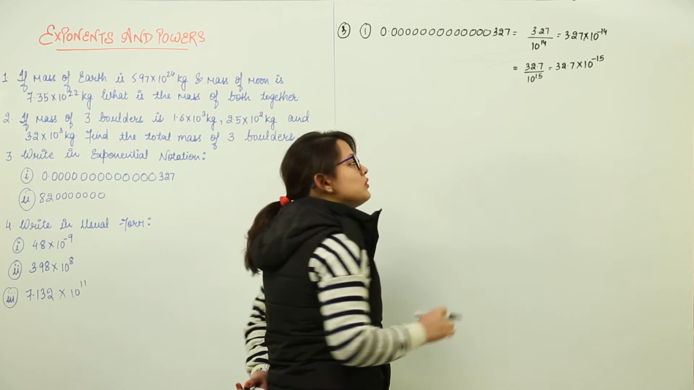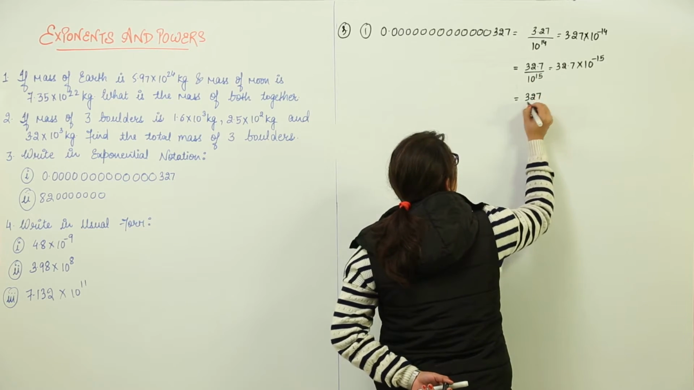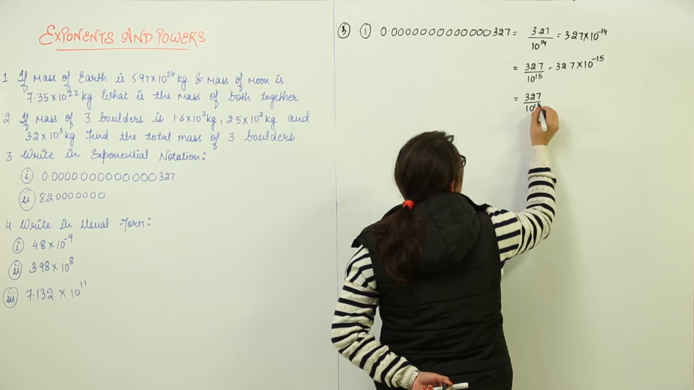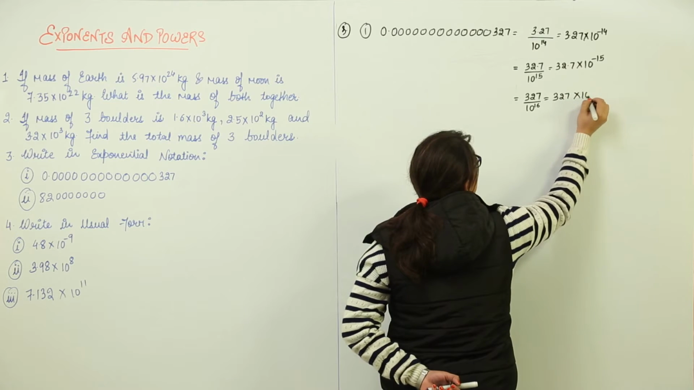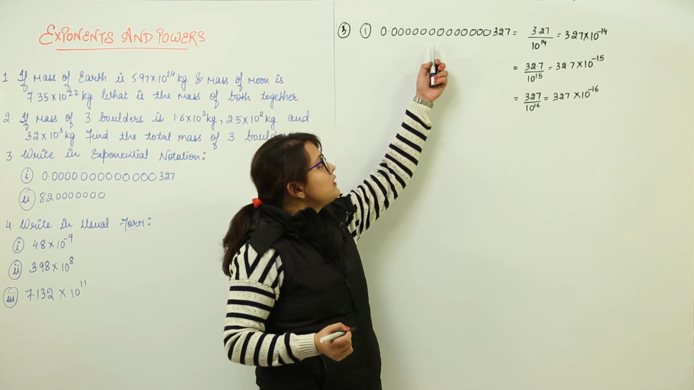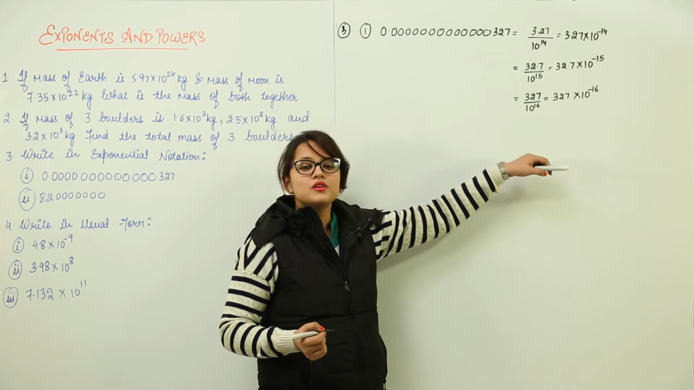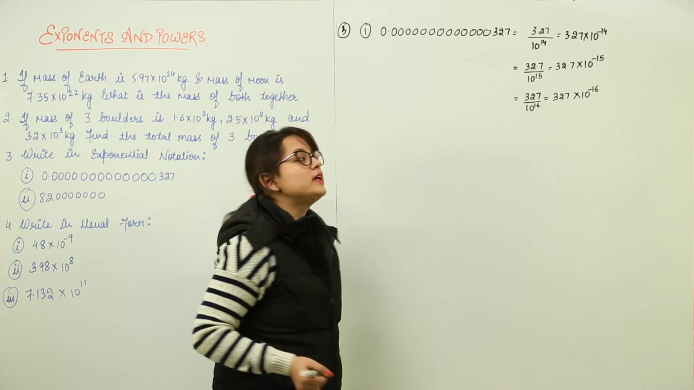If you want, you can jump all the places and you will get 327 upon 10 raised to power 16, which will be equal to 327 into 10 raised to power minus 16. See, if you want to write the exponential notation of this, all the three forms are correct based on what you choose to do, right?